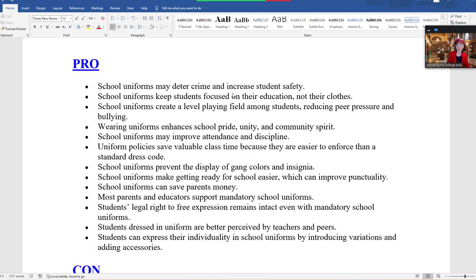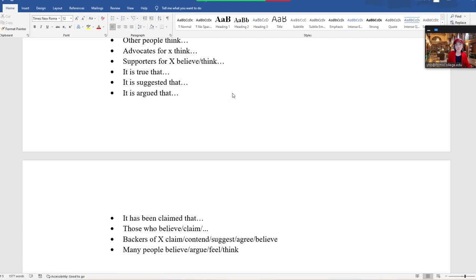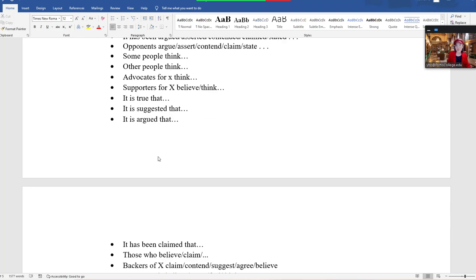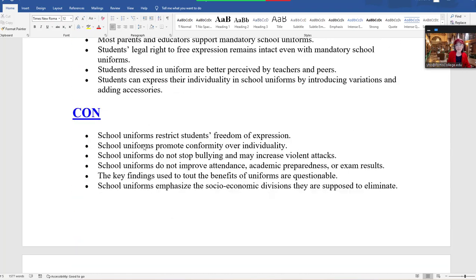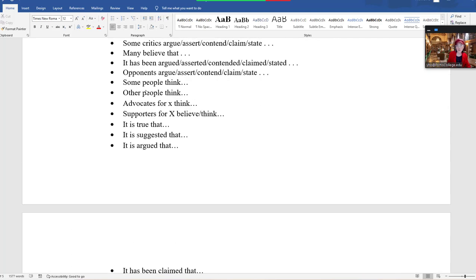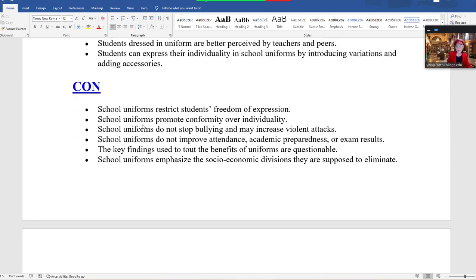It's that easy, okay? You just take whatever the other side is thinking, and then you use these sentence starters: some critics argue, many believe. So I would say, for instance, some critics argue school uniforms restrict students' freedom of expression. And then I would say, some people think, other people think. Okay, let's use those. Some people think school uniforms promote conformity. Other people think school uniforms do not stop bullying and may increase violent attacks. You get the idea, right?